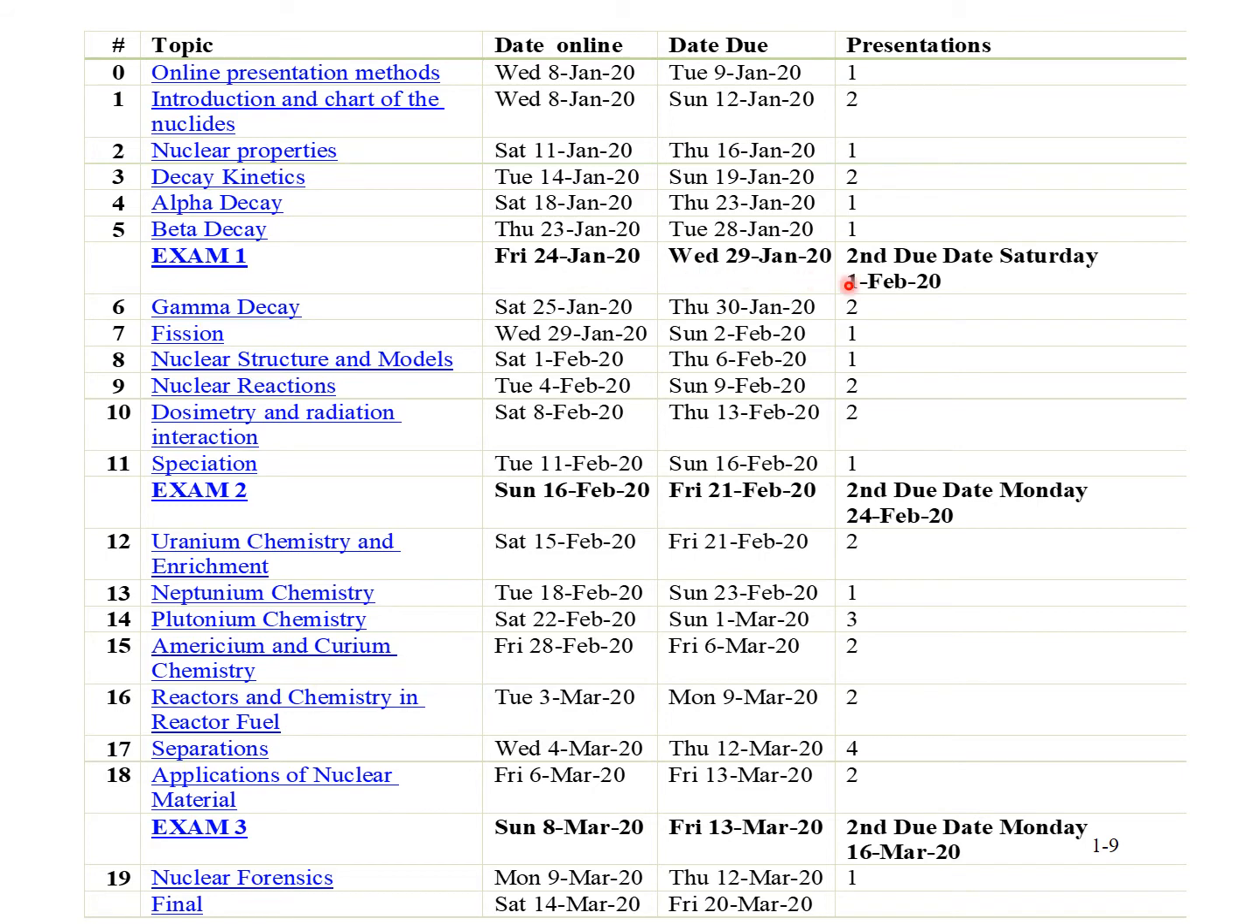The exam dates are also listed here. As you see, we have the date online, the initial due date, and the second due date. For the exam periods, during the time between the date on which it is posted and the due date, we will have office hours in which questions on the exams will be discussed. The final exam will be posted on the first day of the final exam week, and it will be due on the last day of the final exam week.